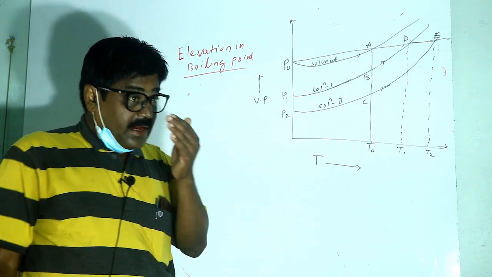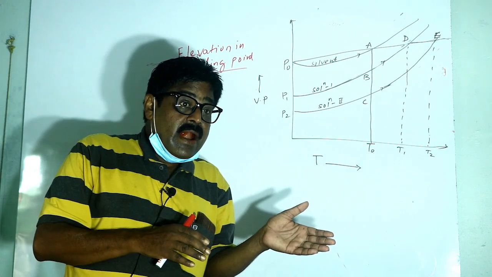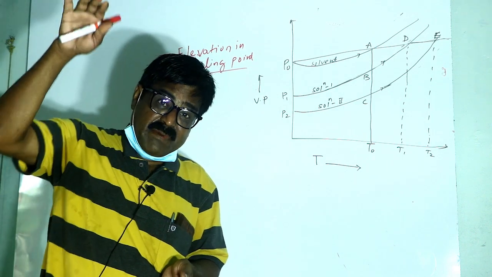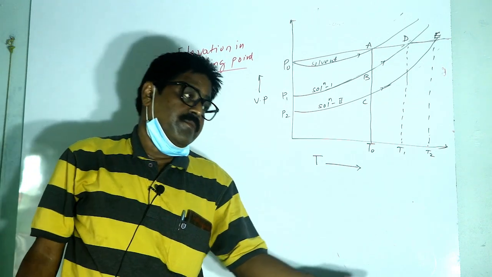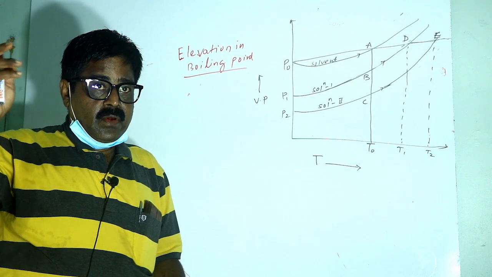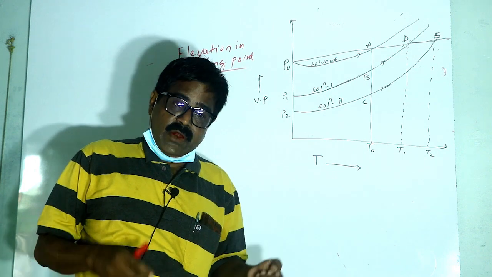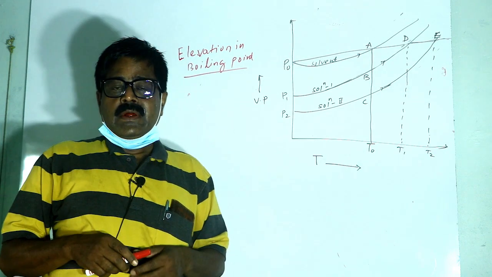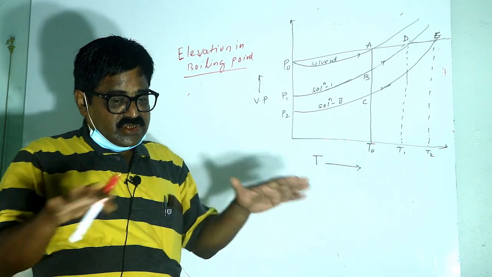So here is a very good relation between the vapor pressure and the boiling temperature. If the atmospheric pressure is very low, the boiling temperature will be low. If the atmospheric pressure is very high compared to the vapor pressure of the liquid, then we need a higher temperature to boil that liquid. The boiling point is more. So now, the vapor pressure depends on the surface area.